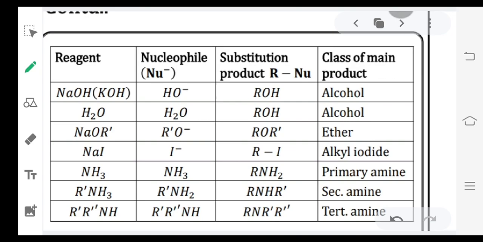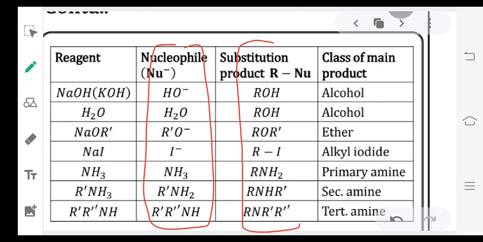So here you will get different products depending on the substitution of different nucleophiles. So these are the different nucleophiles attacking on the alkyl halide. Then we are getting different products. These are the different products, and these are the product names.